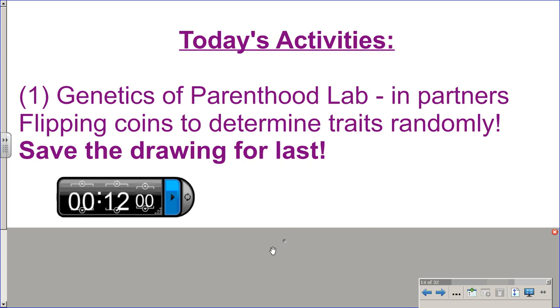The instructions are here, so you're going to determine the baby's gender by flipping a coin. If you flip a head, you're giving the X allele. If you flip a tail, you're giving the Y allele. So you're determining the sex first, and so forth. You're going to name it, but you're not going to draw your baby until the very end, because I'm going to make sure you get all the traits down first, okay?